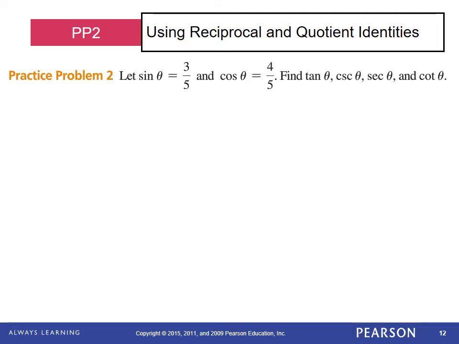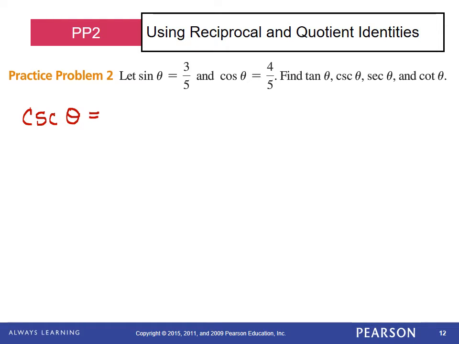All right, so what we want to do is use these identities that we have just created. Just to practice here, it says let sine theta be 3/5, let cosine theta be 4/5, and then you need to find the 4 remaining trigonometric functions. You don't really have to go in any order. I'm going to go with cosecant theta, just to look at something here.